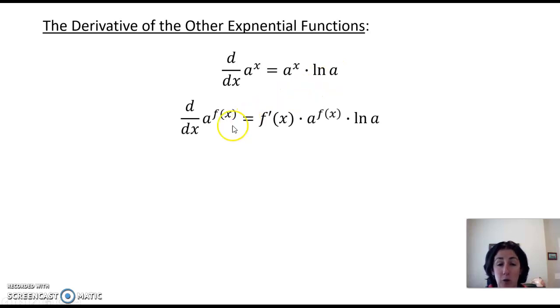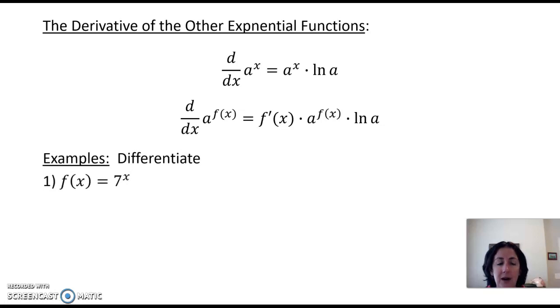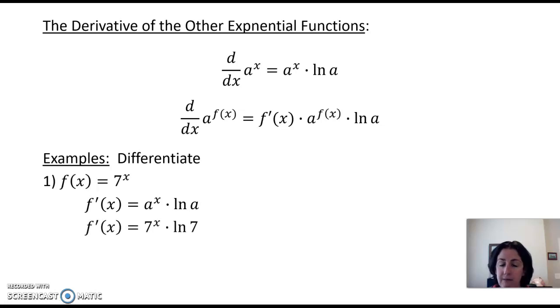So if you really wanted to just use this formula, you could. Now the chain rule will apply here. The derivative of a being raised to a function of x, it's exactly like it was for e, right? P prime times a to the p. We just have to tack on this natural log of a at the end here. So let's look at a few examples of that. If I wanted to take the derivative of 7 to the x, I'll use this derivative formula right here, a to the x times the natural log of a, and in this case our a is 7. So the derivative of 7 to the x would be 7 to the x times the natural log of 7.